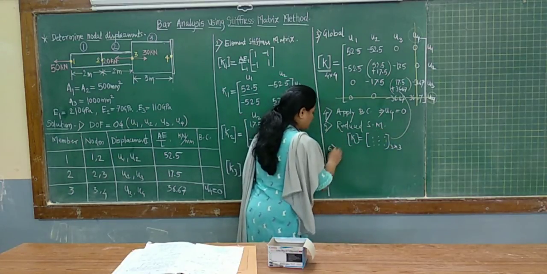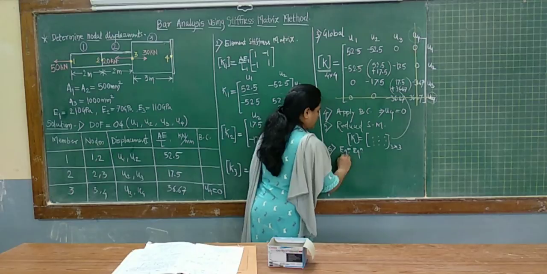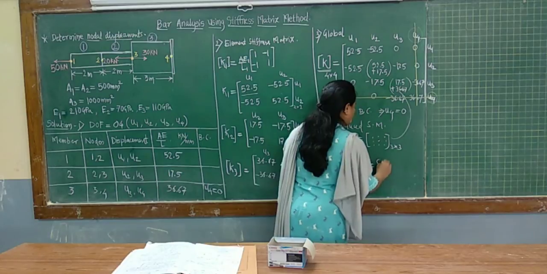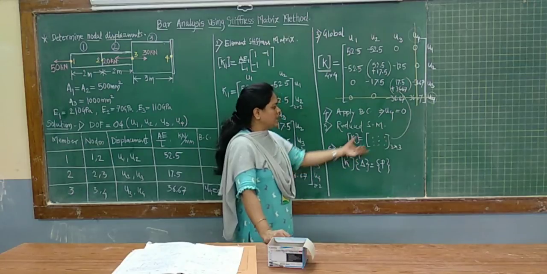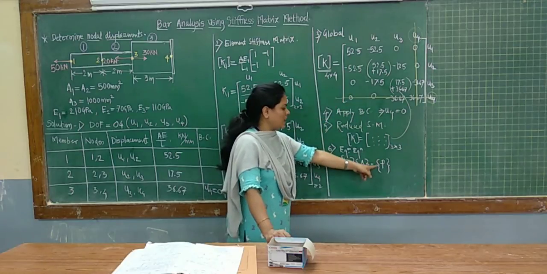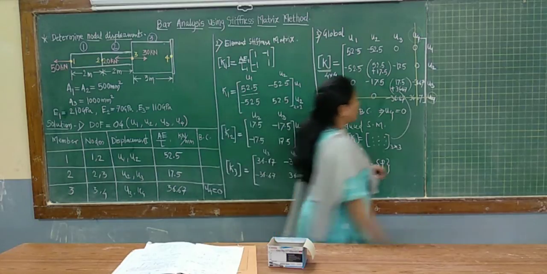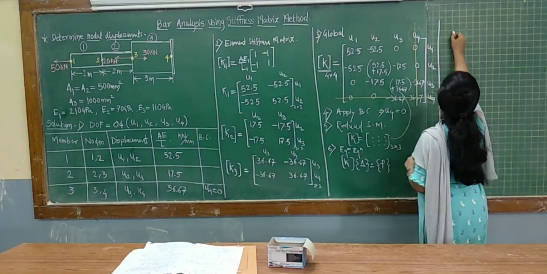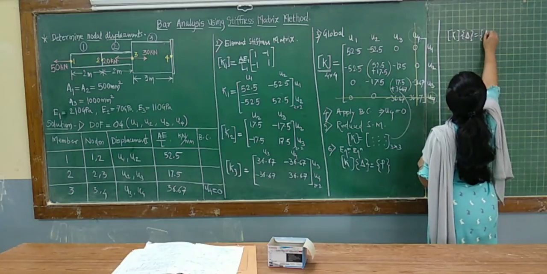The next step, apply the equilibrium equation, that is K delta equal to F, where K is this reduced stiffness matrix, delta is the unknowns U1, U2, U3, and F is called the nodal load vector or nodal force vector. So I'll write the equation K delta equal to F again.